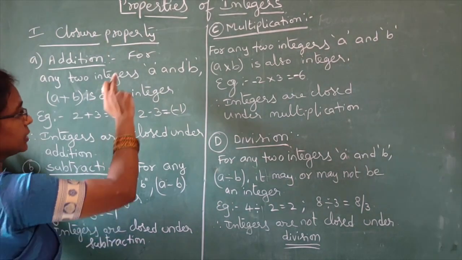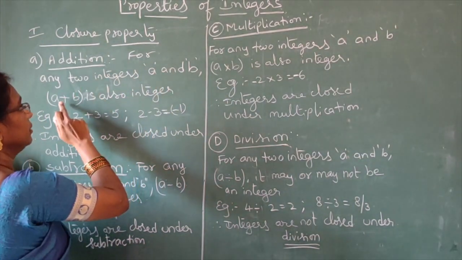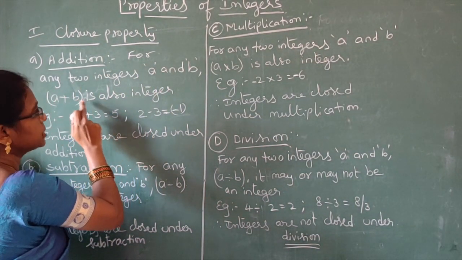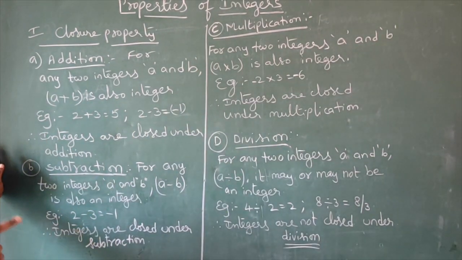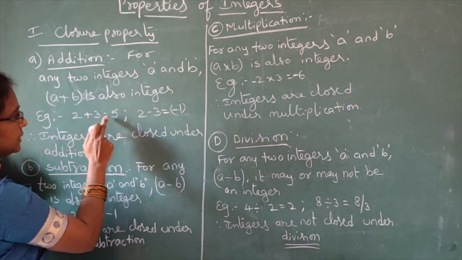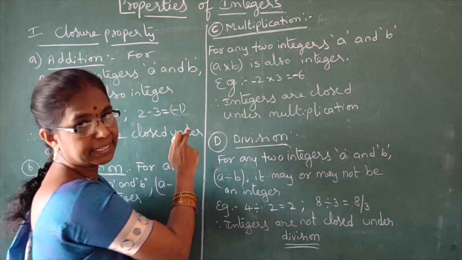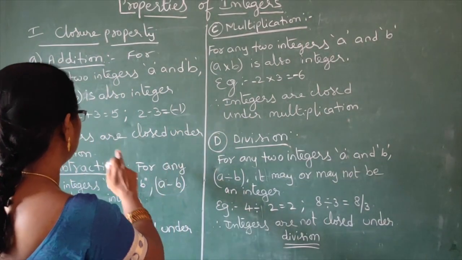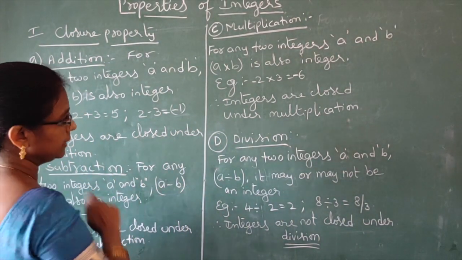What is that addition closure property? A and b, two integers, a plus b also is an integer. Their sum is also an integer. Example, 2 plus 3 is equal to 5, 2 minus 3 is equal to minus 1. Therefore, integers are closed under addition.